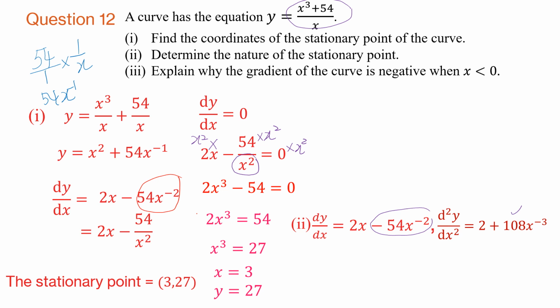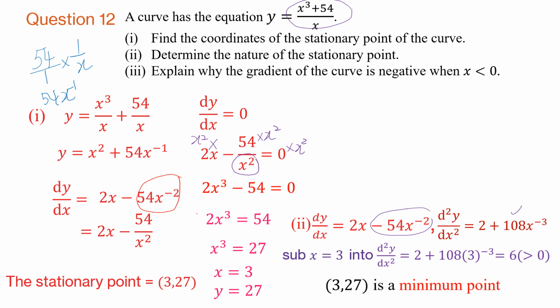So when x is equal to 3, let's see what happens. You get the value for d squared y over dx squared to be 6, which is a positive value. So therefore, your (3, 27) is a minimum point. More than 0 is minimum. Right, so that's for part 2.